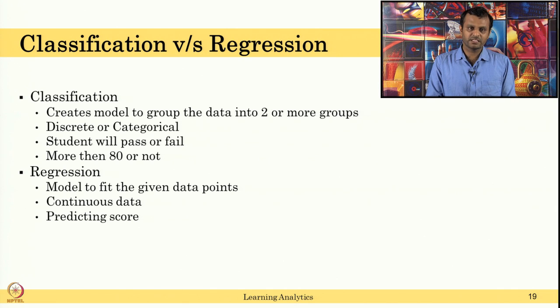So, the classification algorithm creates a model to group the data into two or more classes, binary or non-binary classifiers. The Y is usually discrete or categorical, for example, whether a student will pass or fail, or whether a student will get more than 80 marks or not. Whereas in regression, the model tries to fit the given data points, that is x_i to y_i. Also, y is continuous data, a real number, and it's trying to predict the score. For example, when a new student comes, instead of putting them into pass or fail, or less than 70, more than 70, or more than 80, we're trying to predict the score. That's the difference between these two.